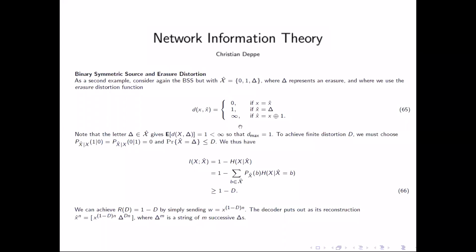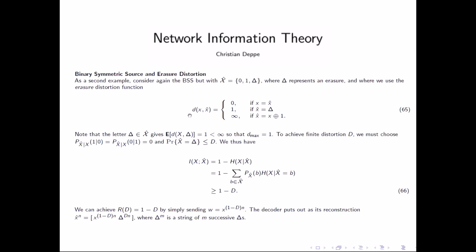Now we come to our third example. We look at a binary symmetric source and some erasure distortion. We again look at a binary symmetric source which puts out 0 and 1 with equal probability. And as x hat, we have now a bigger alphabet, which includes the 0, the 1, and the delta, where this delta represents an erasure.